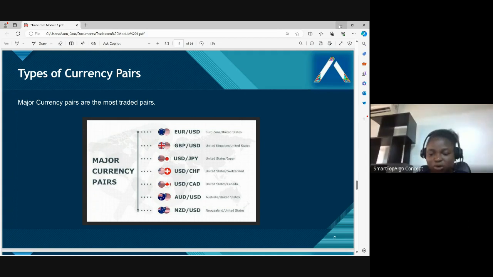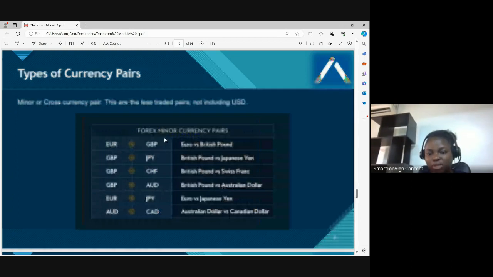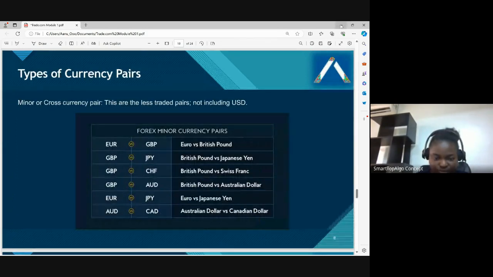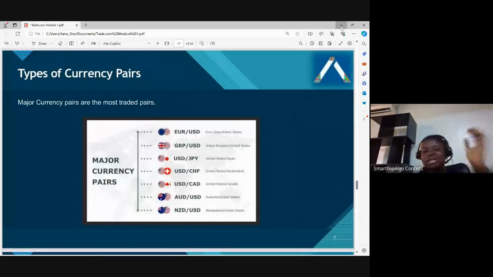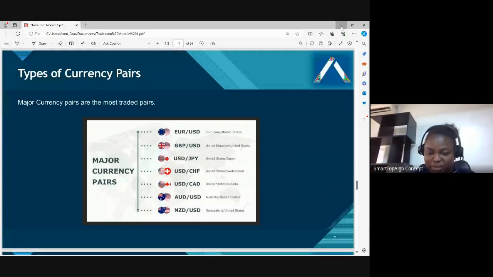Now let's go to the second one, which is the cross currency pair or the minor currency pair. Okay, wait, let me go back a minute, please. How do you identify a major currency pair? Any currency that is paired with the US dollar, any of the major currencies, let me put it that way. When I say major currency, I mean currencies that are much traded. Let me show you what I mean by major currency. Let me go back to my slide.